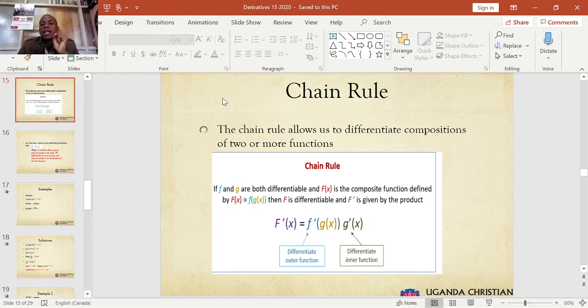Recall we've said here we are differentiating compositions of two or more functions, a function which is a function of another function. So that's a simple formula: you get the derivative of the outer function and the derivative of the inner function. But that's after knowing which one is inner and which one is outer.